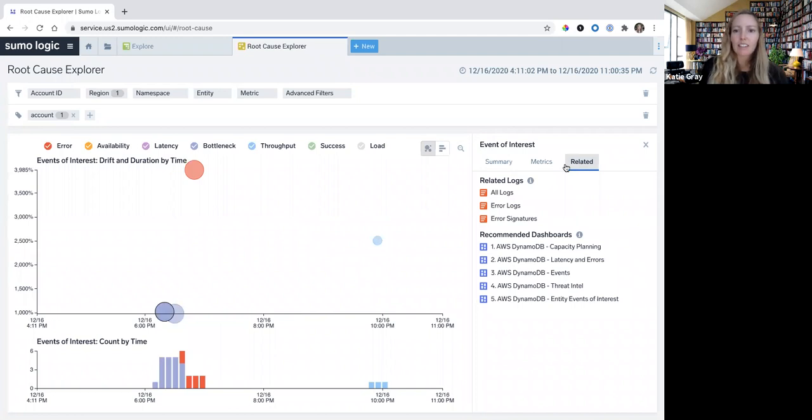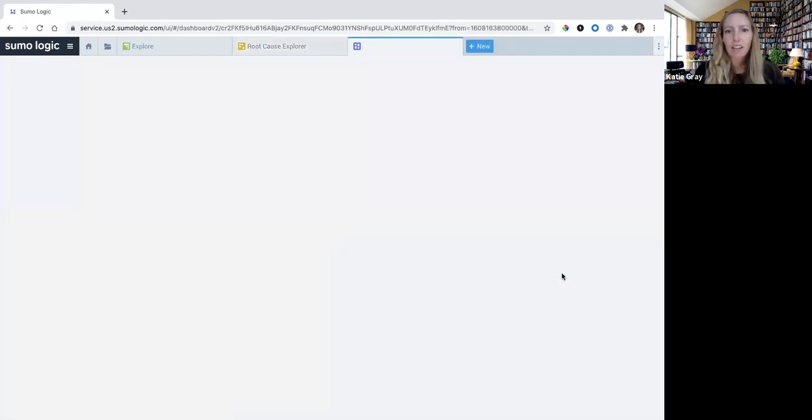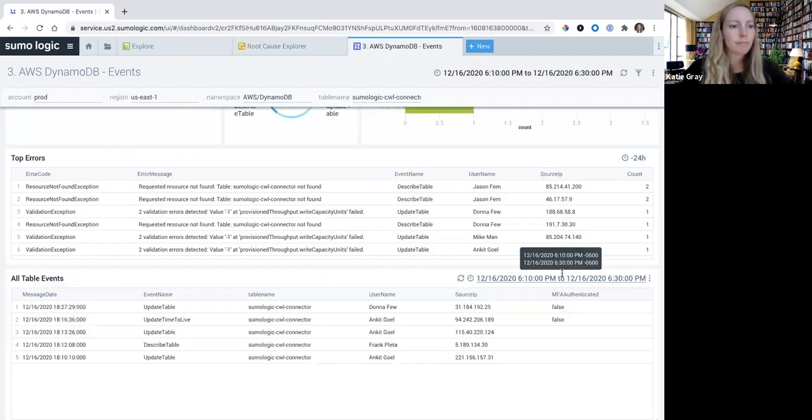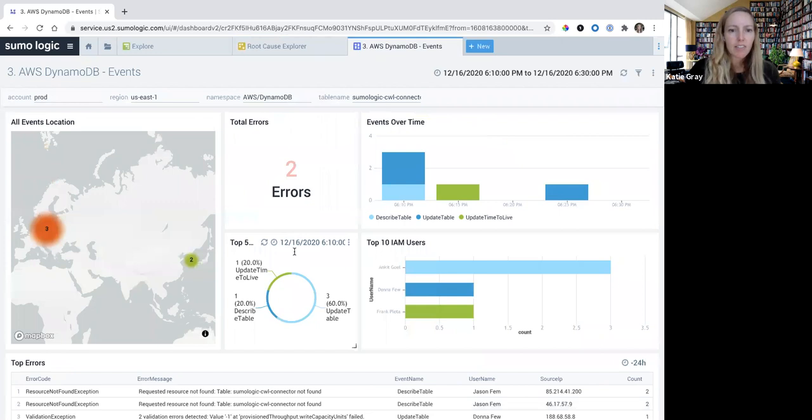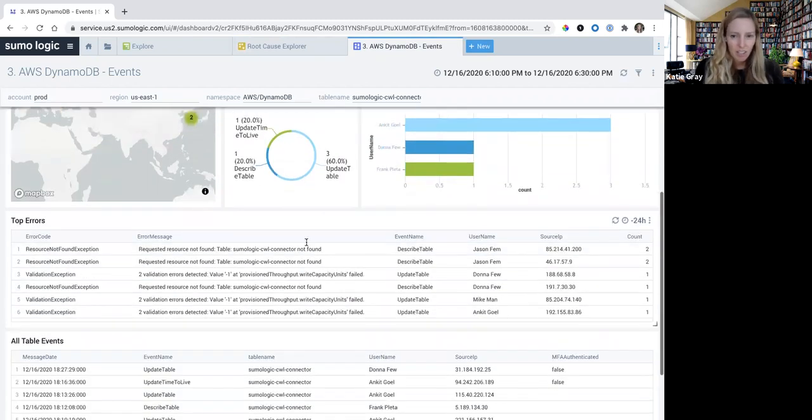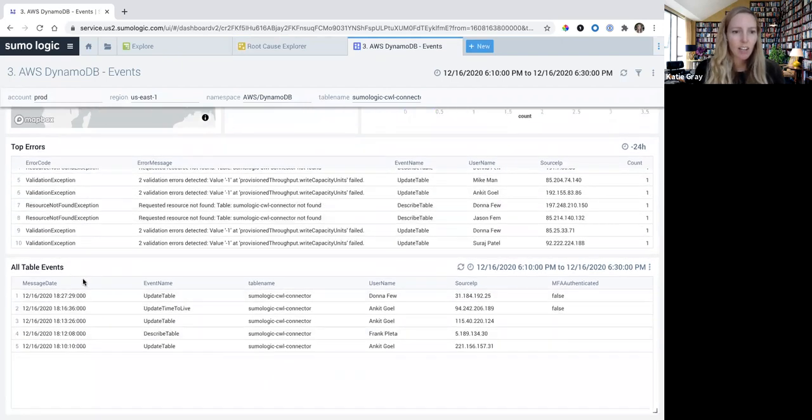So maybe I want to go look at the related logs here. I can look at logs, or you can look at recommended dashboards. For each of these services, there are out-of-the-box dashboards to provide you insight into that particular type of data. So here I can look at my DynamoDB events. Okay, and here are the different events that occurred: update table event, describe table, update time to live. You can see the errors here, and here's all of those table events that occurred.